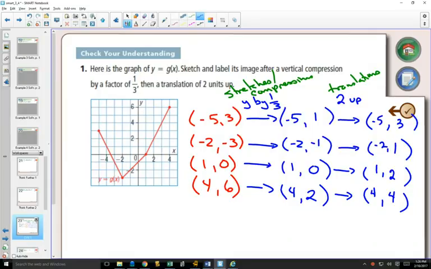And now we can sketch this graph. So, -5, 3. That point ended up staying exactly the same. -2, 1, 1, 2, and 4, 4. Connect your graph.